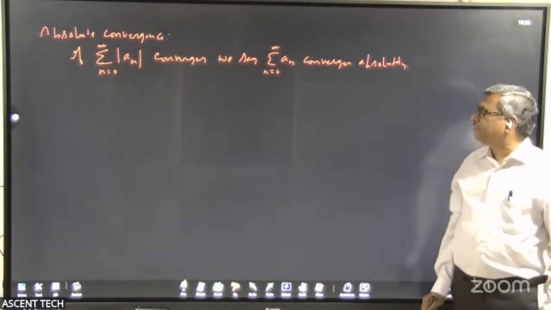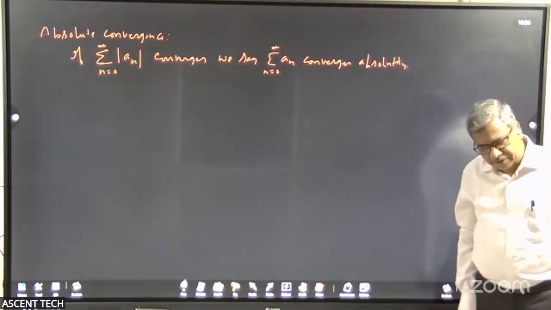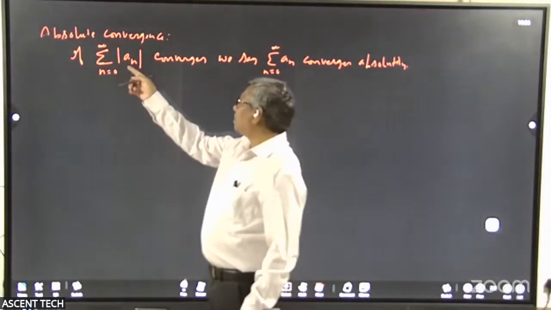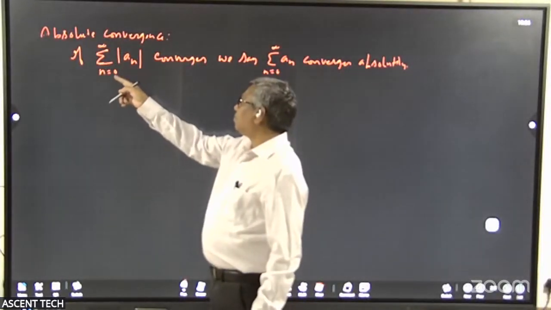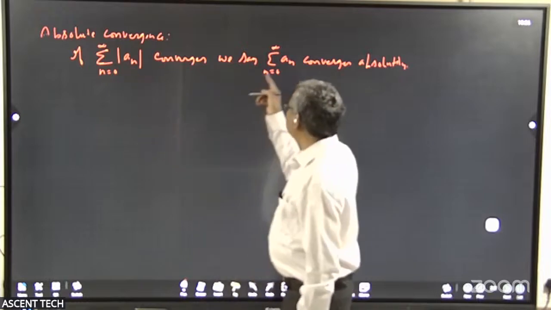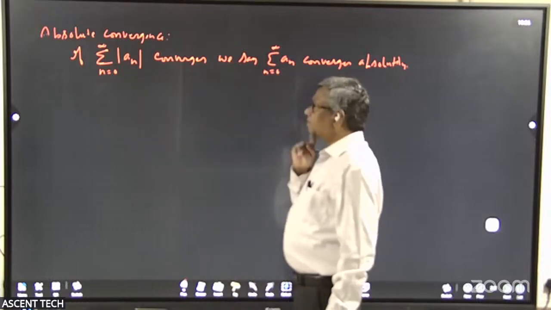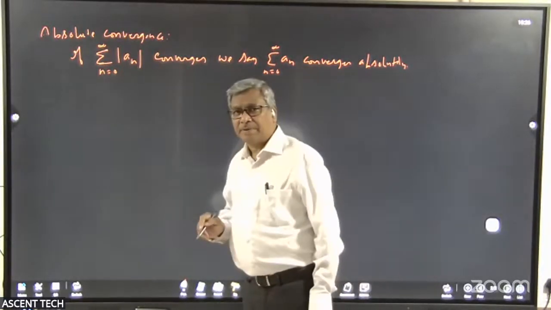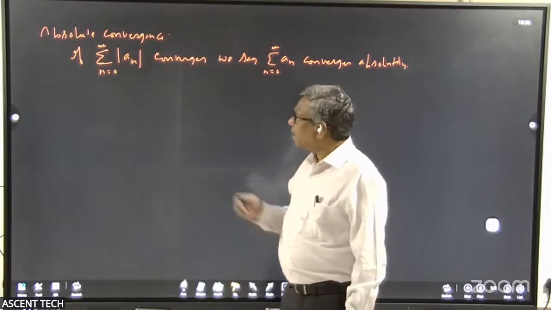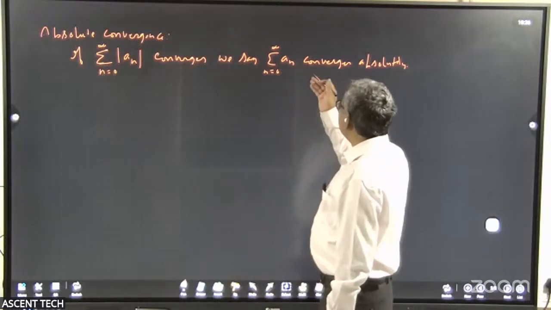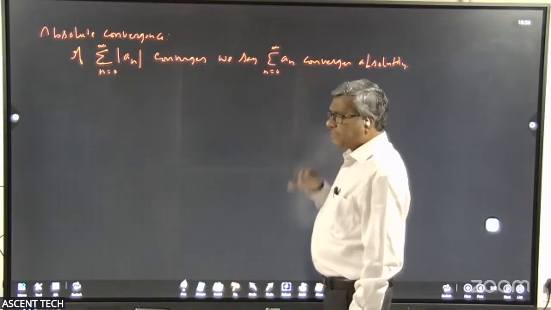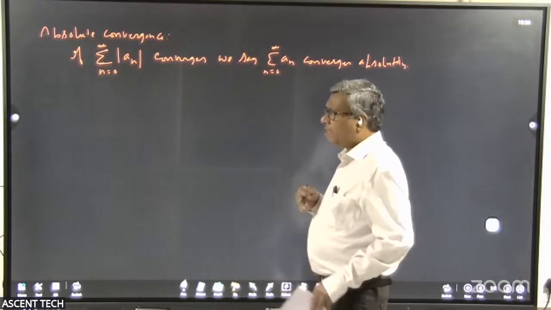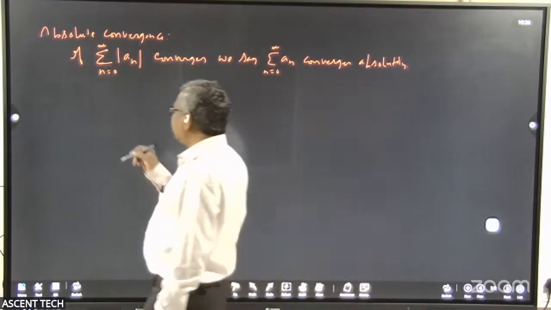So sigma a_n is said to be absolutely convergent if sigma mod a_n converges. Of course, mod a_n is the modulus of the complex number, so these are non-negative real numbers. This is a series of complex numbers, and it is said to converge absolutely if this series of real numbers converges. Absolute convergence will actually imply convergence of the series. So here's a little theorem.